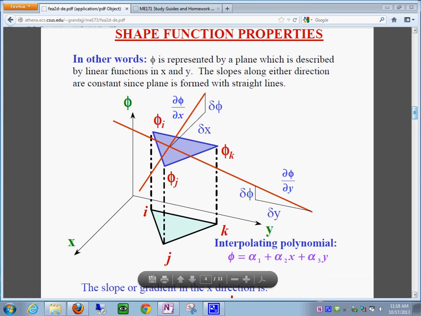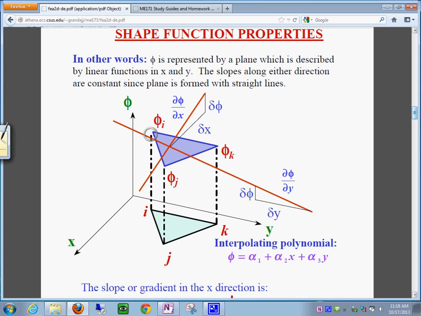We're going to see the shape function properties now. The shape function properties, as you see in here, are based on some really graphical representation here that allows us to see what's going on with the solution in here. Here's the finite element in this light blue one, and the dark blue one is the solution phi.